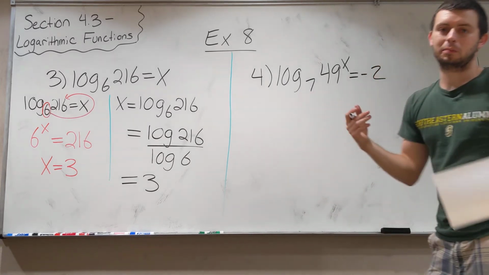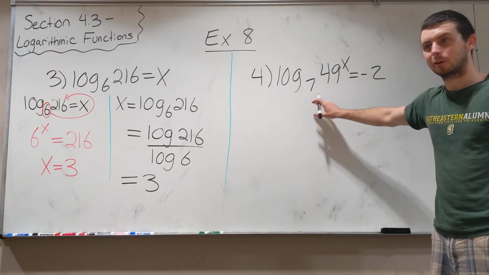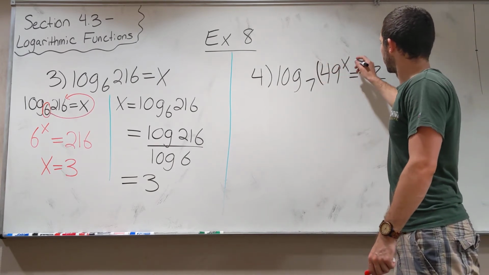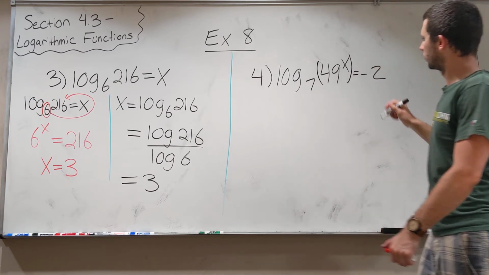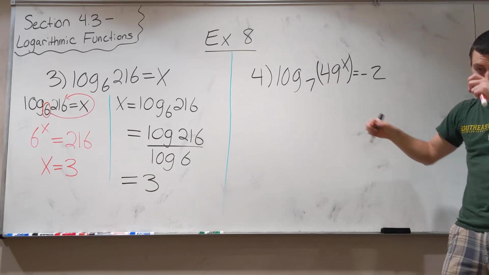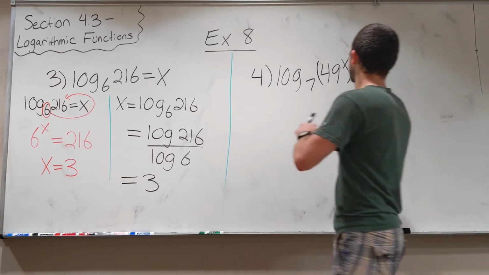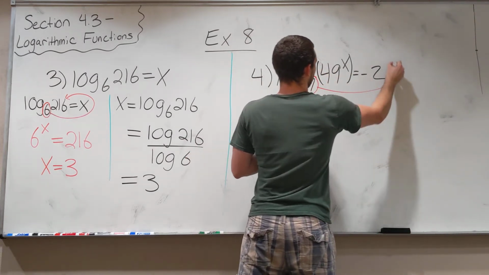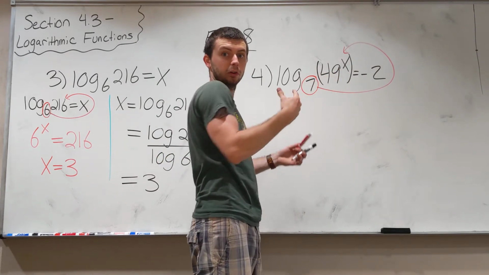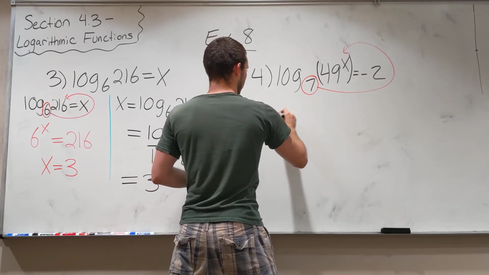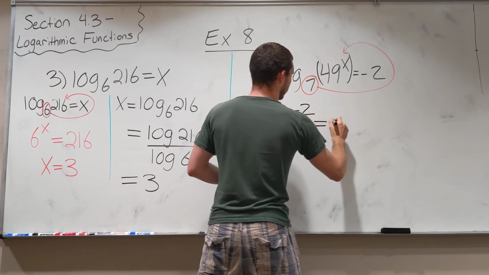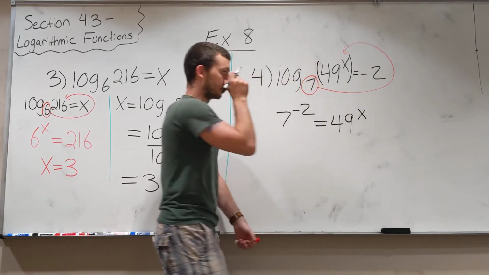So notice we cannot plug all of this in the calculator because there's an x there. So that x is actually a part of the 49. So this logarithm that we're looking at, it's evaluating log base 7 of 49 raised to the x. So whenever we use the windmill method, we have to make sure that the 49 raised to the x, that's all together. So that's 7, quantity raised to the quantity -2 is equal to 49 raised to the x.